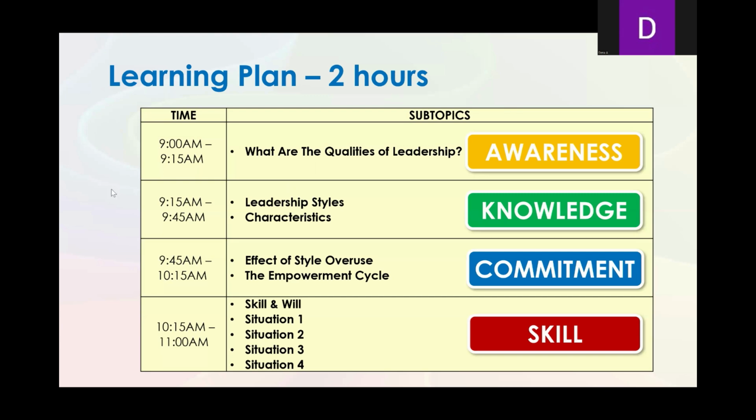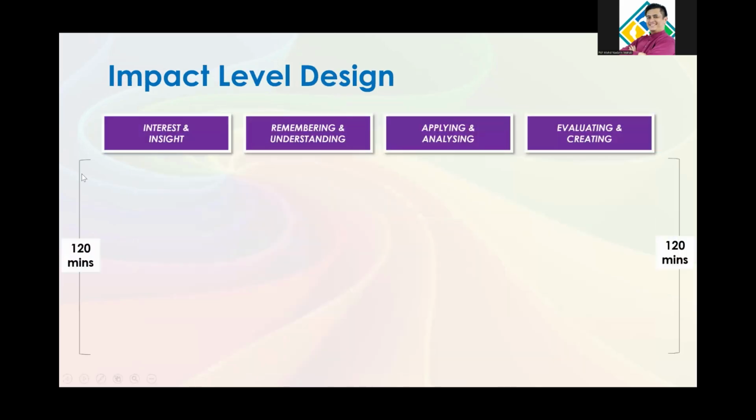Yeah, good. Thank you. So, if you see the timing, it's not perfectly 15 minutes each. Okay, it's 15 minutes for the awareness, 30 minutes for the knowledge, 30 minutes for commitment, and 45 minutes for skill. So when you look at a learning plan like this, it tells you that this learning plan focuses heavily on skill. But does that have to be the case? Not necessarily, because you could do something like this.